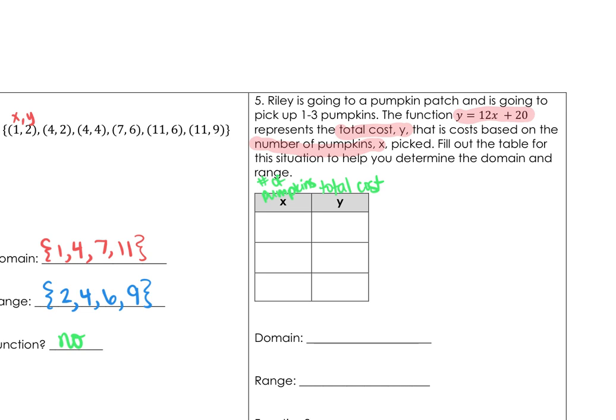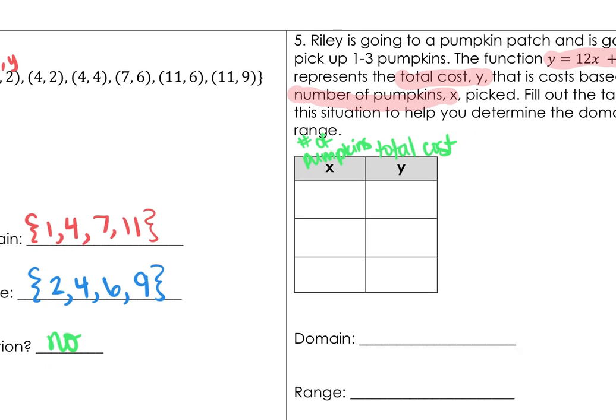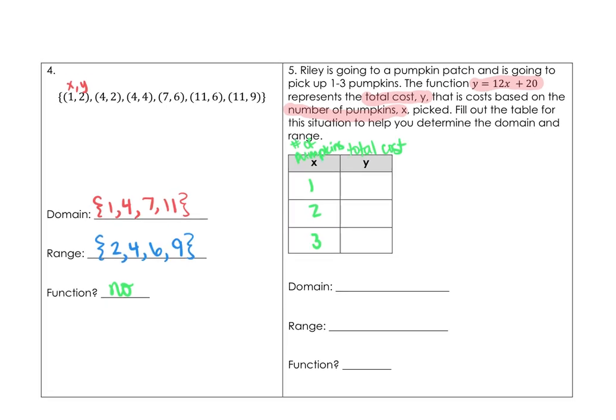Now, what's this story problem tell us about Riley and the number of pumpkins she's going to get? What's it say? She's going to pick up how many? 1 to 3. So the possible number of pumpkins are going to be 1, 2, and 3. And this is a discrete situation because when we go to that pumpkin patch, you're only buying 1 or 2. You're not going to buy 1.5 pumpkins or 1 3/4 pumpkins. You're buying 1 or 2 or 3. So that's going to be our x values, which is our domain.